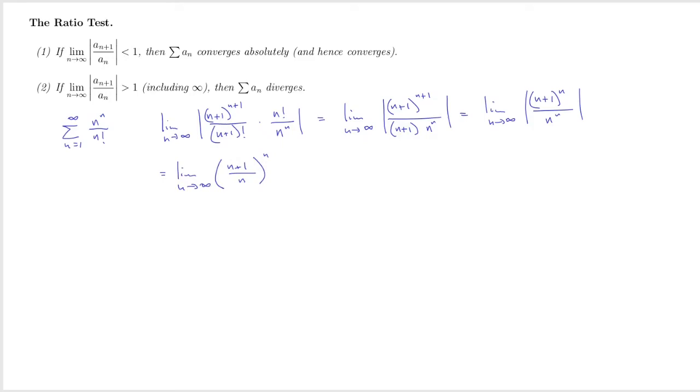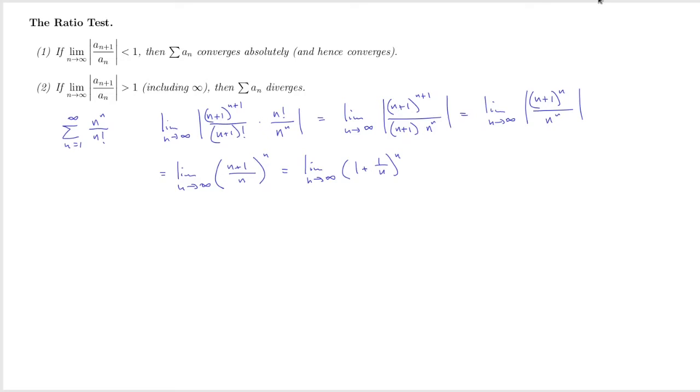We can drop the absolute values since all the terms here are positive. And then (n plus 1) to the n over n to the n is the same thing as (n plus 1 over n) all to the n. And although it might not be strictly necessary, I'll rewrite this as the limit as n goes to infinity of (1 plus 1 over n) to the n, in the hopes that perhaps you will recognize this limit. You have certainly seen it before.